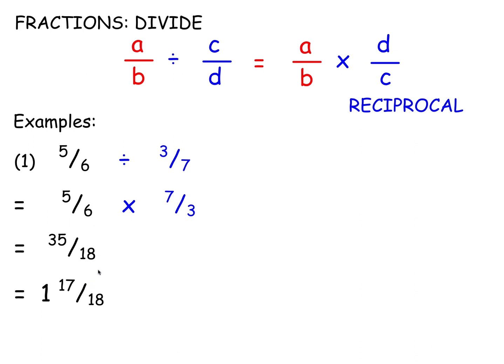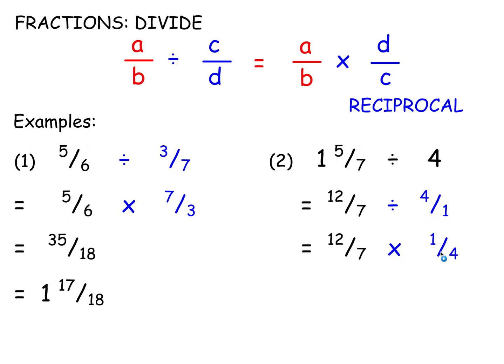If you have a mixed number, first go top heavy. So 1 and 5 sevens is 12 sevens, and 4 I'm writing as 4/1. Division by 4/1 becomes multiplying by a quarter, the reciprocal of 4/1. Notice the first fraction remains unchanged, and then it's 12 ones over 7 times 4, and that will simplify because top and bottom both divide by 4.